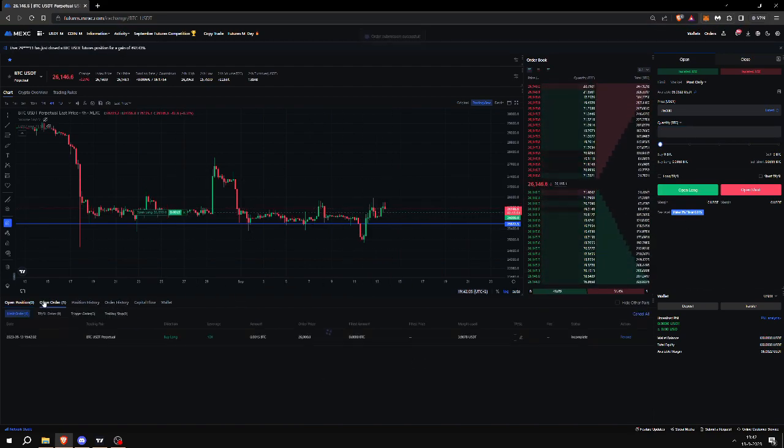And you'll see the open order down here. Just going to cancel this. You can also see it on the chart. So that's how a post-only order works.